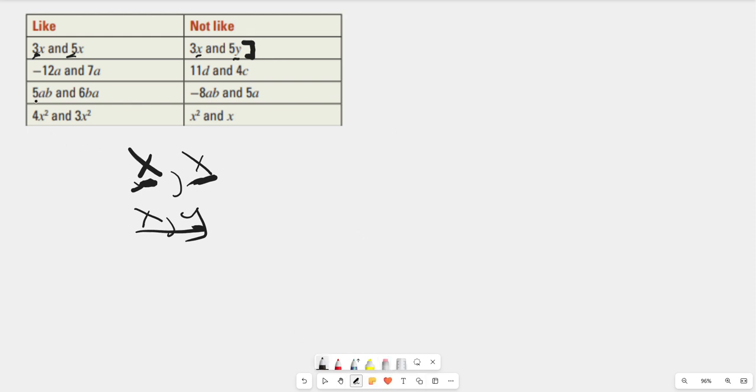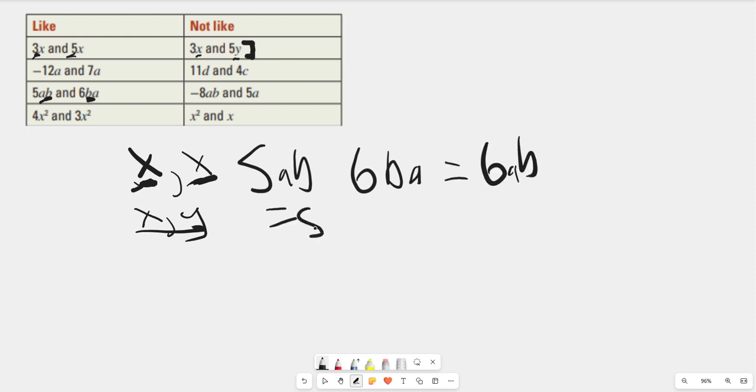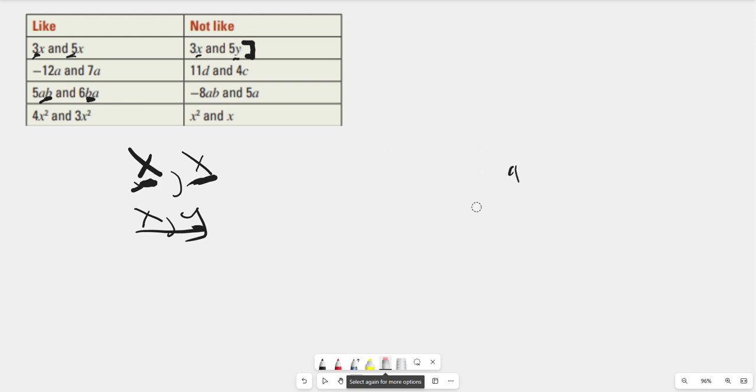Continuing on, for these ones, where there's multiple pronumerals, it doesn't actually matter what order. So you'll notice here 5a and 6ba, these are the same, because technically this can also be written as 6ab, and this can also be written as 5ba. So these are both like, right? They're both equivalent. So it doesn't matter the order of the pronumerals as long as the same pronumerals are present. Okay, moving on, we've got minus 8ab and 5a. Obviously, these are not like because this is ab and this is a, so they have to have exactly the same terms, right? If this also had ab, then they would be like.